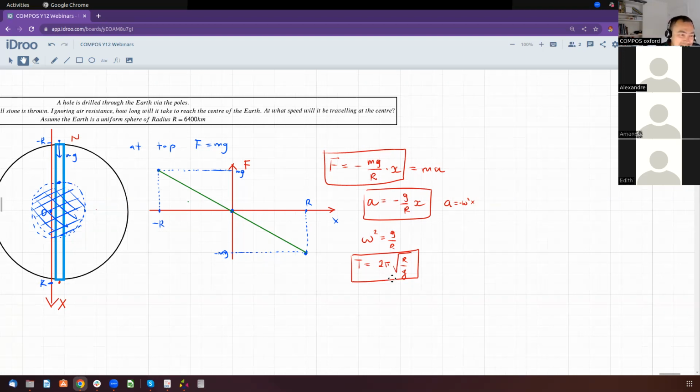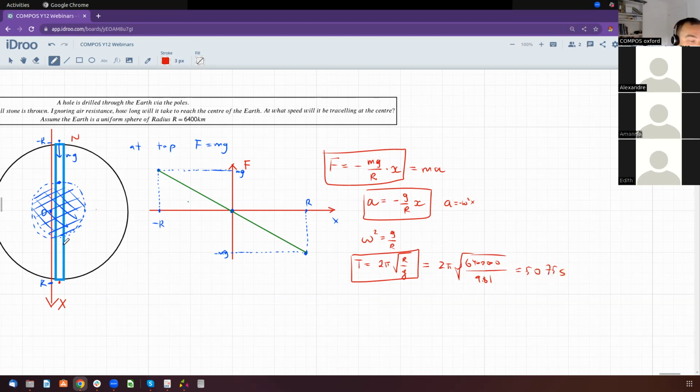And let's calculate that time period. It's 2 pi square root of 6,400,000 divided by g, which is 9.81. 2 pi multiplied by the square root of 6,400,000 divided by 9.81, which gives 5,075 seconds.